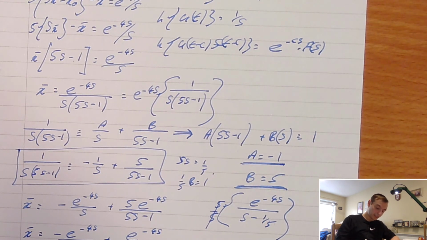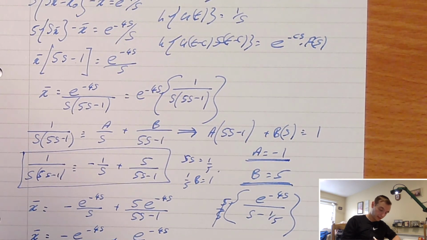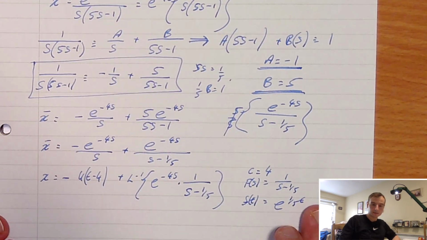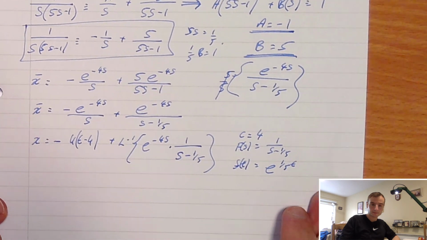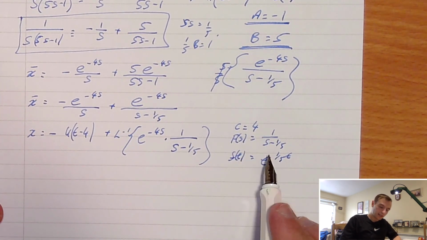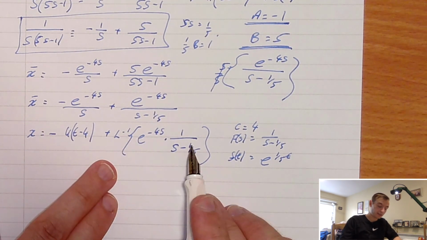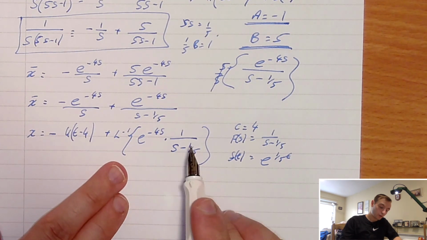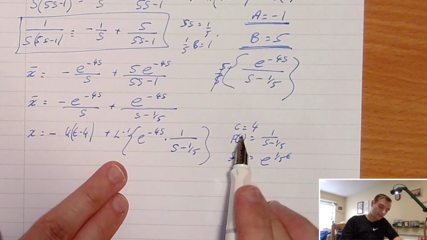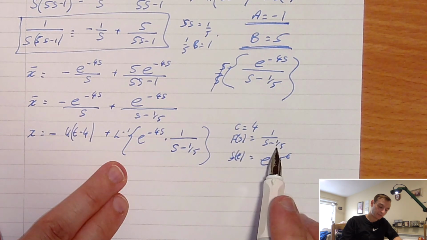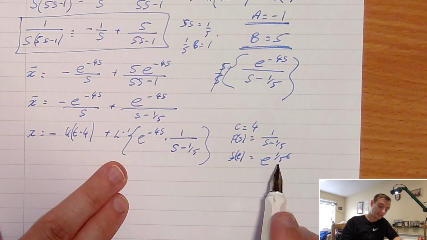So we can see here that the shift, c, is going to be equal to 4. F of s equals 1 on s minus a fifth. So that implies that f of t is going to be e to the 1/5 t. But remember, there's going to be a shift going on. So all I've done here is look at the inverse Laplace transform of this function. We know the shift is 4, c equals 4, F of s is 1 on s minus a fifth. Therefore, f of t, in this case, is going to be e to the 1/5 t.